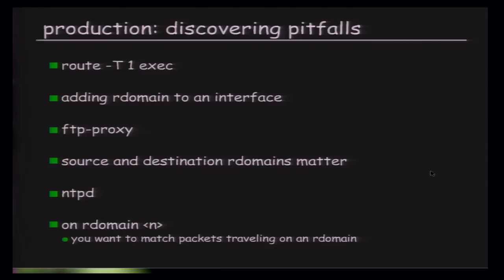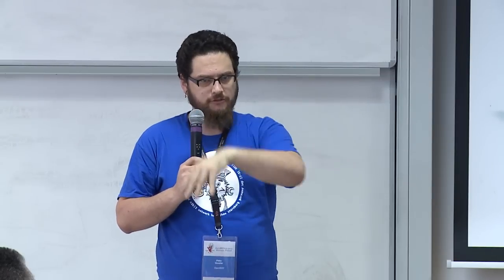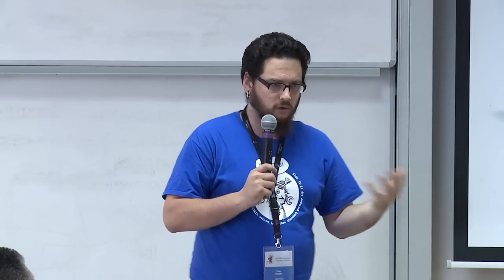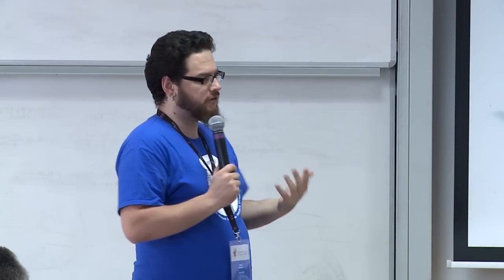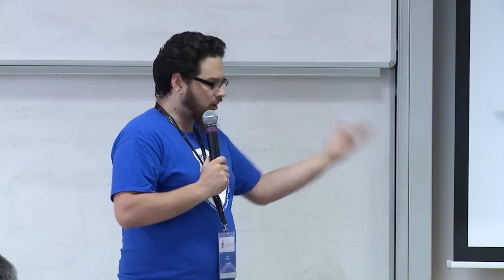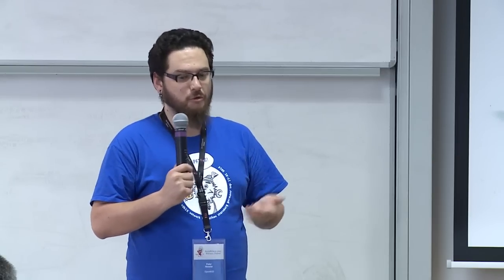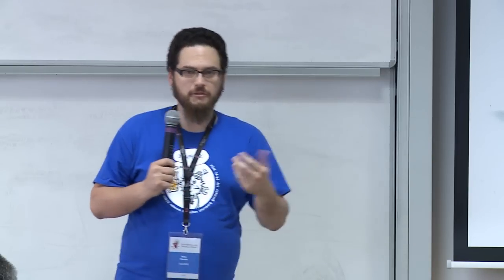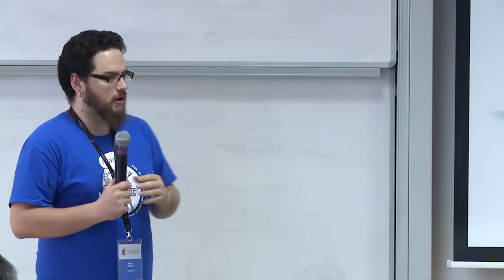Another thing we needed to add was not just identify a packet and then send it to a different R domain or R table. We need to be able to make filtering decisions in the firewall based on the incoming R domain. Because with R domain, since you can have multiple IP addresses, again, the 10/8 network is no longer just the one network you've always been used to. So then you need to be able to specify where it came in on.